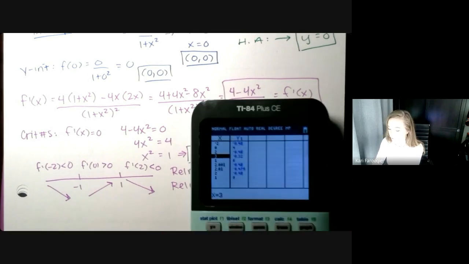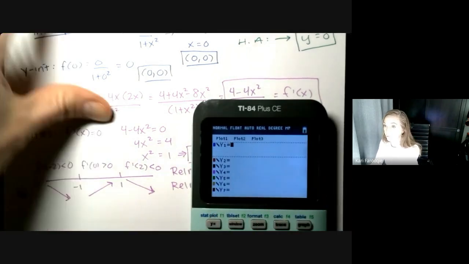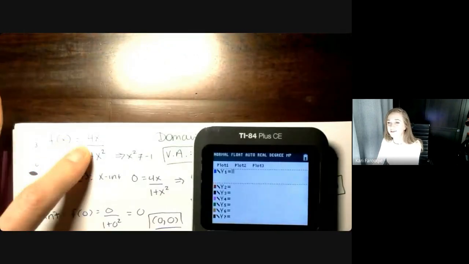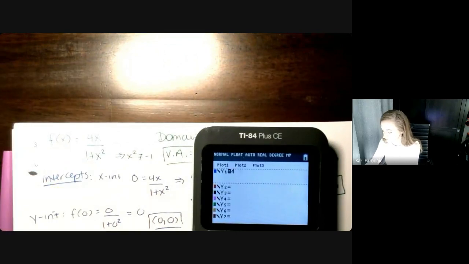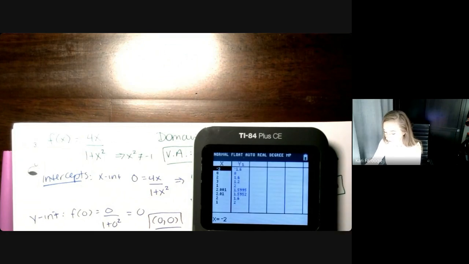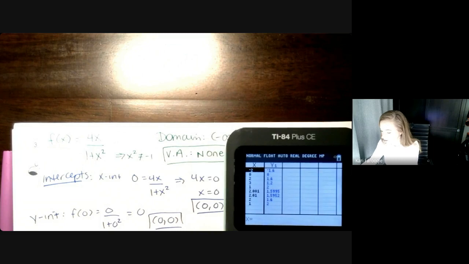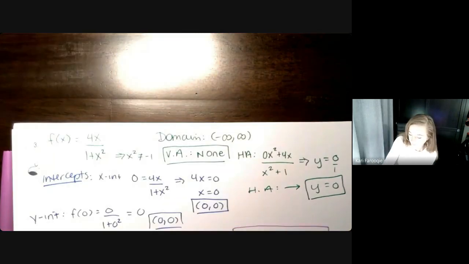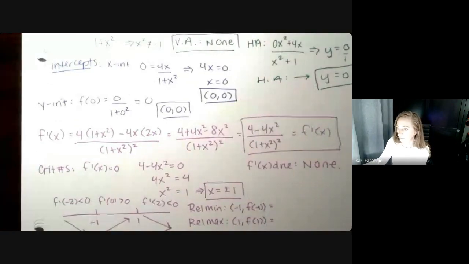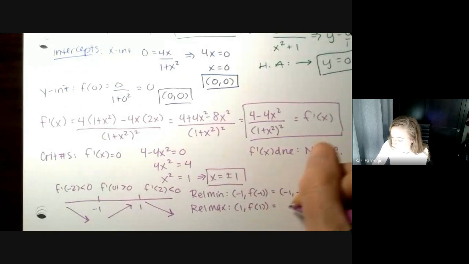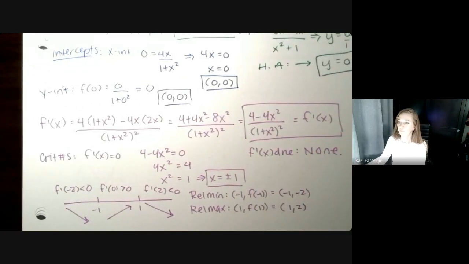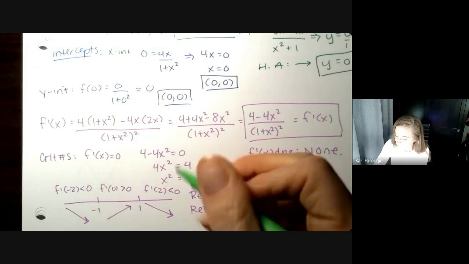So I'm looking for f of negative and positive 1. The function is the original function, which is 4x divided by 1 plus x squared. Or you can just evaluate it by hand, up to you. Go to your table, get some values for -1 and +1. It's -2 and +2, respectively. Okay, so this is a really super important conclusion. I'm going to put a box around it.